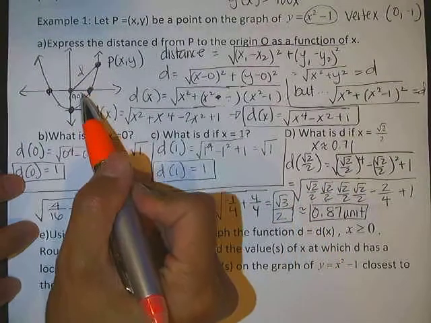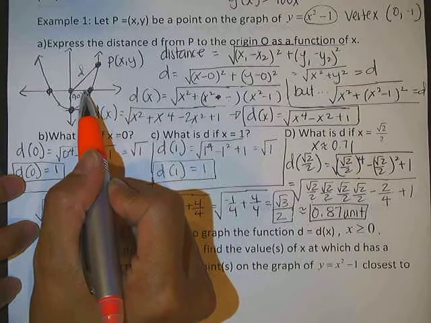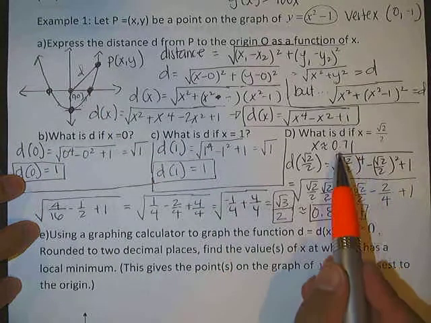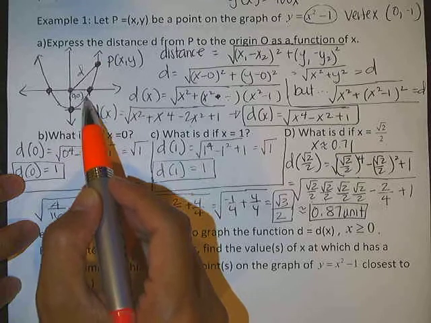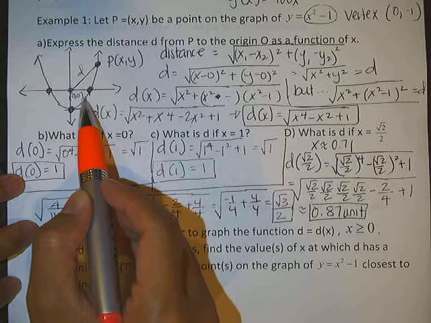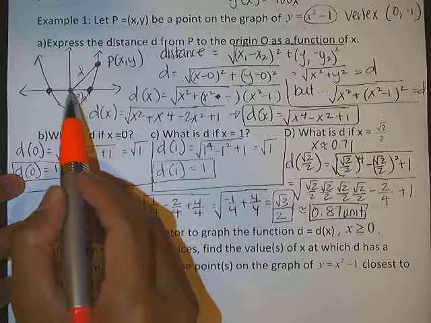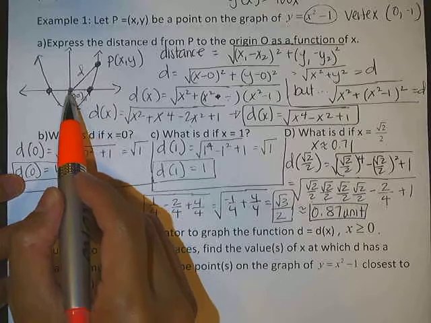So when x is rad 2 over 2, or about 0.71 from the origin, the distance from this x value, this point, is about 0.87 units from the origin.